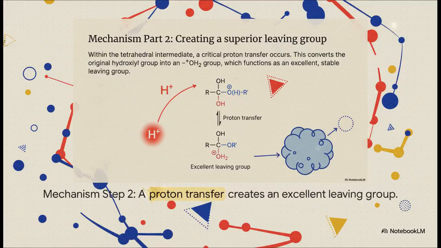Now, this next step is absolutely crucial. It's a little internal shuffle. A proton hops from the alcohol part that just joined over to one of the original hydroxyl groups. And this is a really clever chemical trick. You see, a plain old OH group just doesn't want to leave. It's what we call a poor leaving group. But by giving it that extra proton, we turn it into an OH2+ group. And what does that look like? It's basically a water molecule that's ready to pop right off. We've just turned a terrible leaving group into a fantastic one. It's a classic move in organic chemistry.